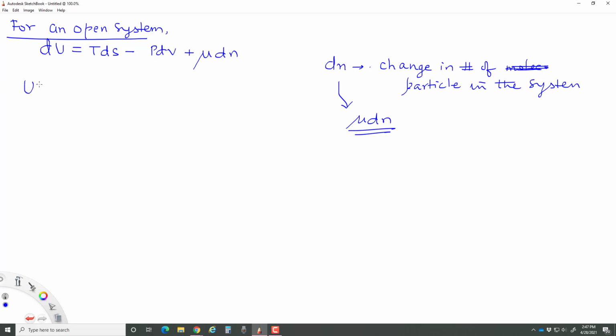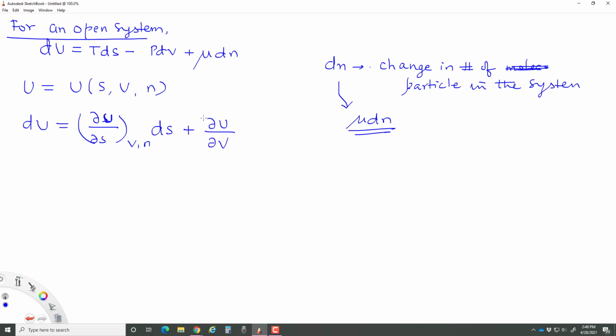So here we see that U is a function of S, V, and N. So we can write the differential of internal energy as partial U partial S, keeping V and N constant, dS, plus partial U partial V, keeping S and N constant, dV, plus partial U partial N, keeping S and V constant.